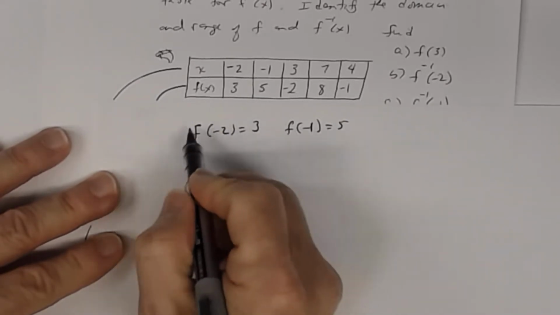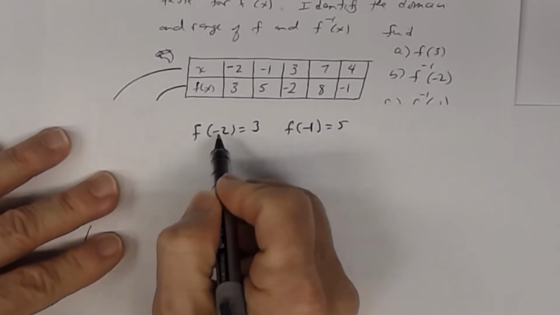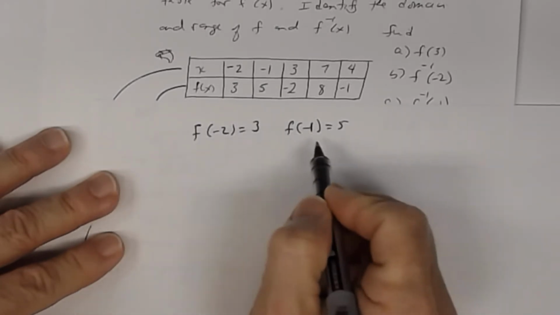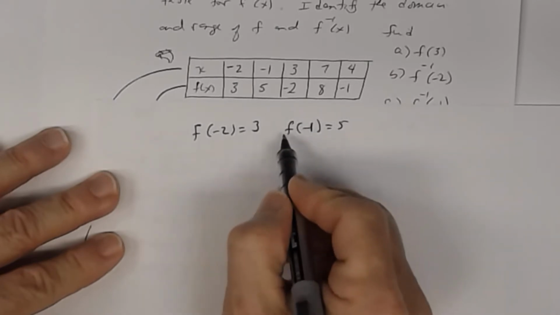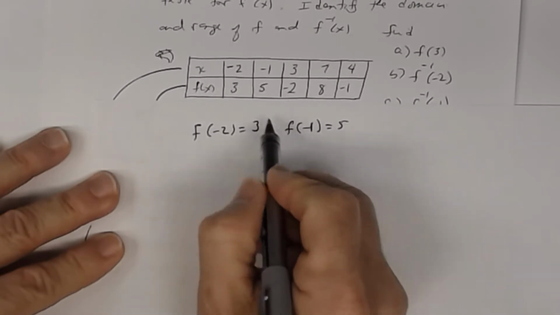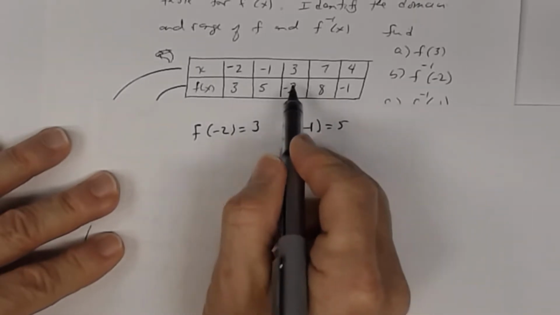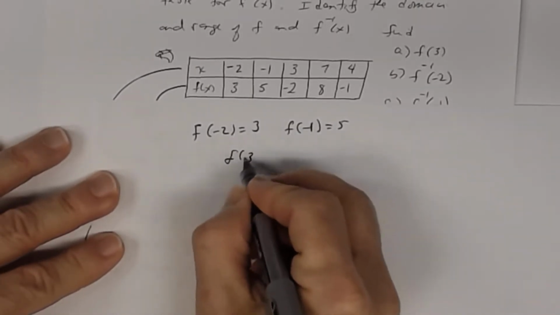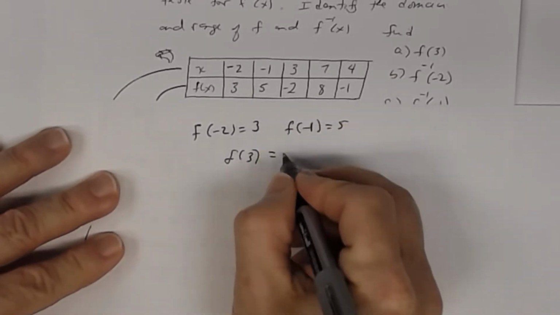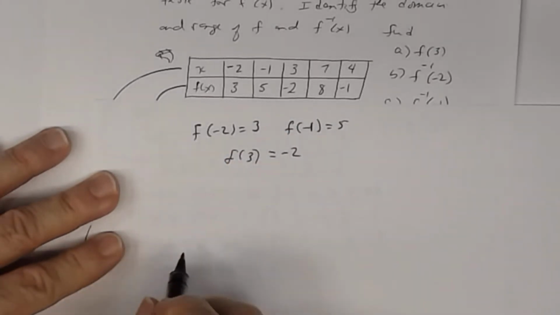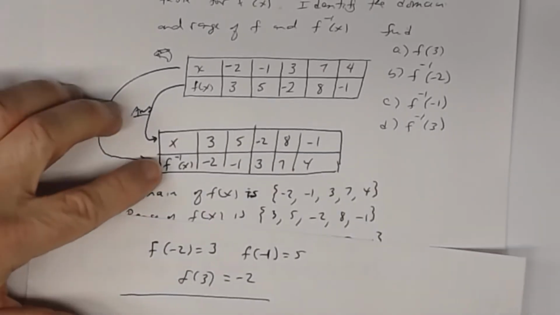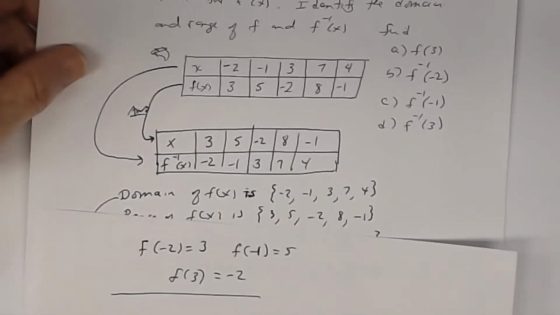So remember, this right here says when x is negative 2, the y value of f of x is 3. When x is negative 1, the y value of f of x is 5. So make sure you understand that. So let's do a couple more. So again, this right here would mean that f of 3, so when x is 3, the y value of my function is negative 2. My function f of x is negative 2. Okay? So when I do this one right here, when I look at that one, I want you to understand what that means.